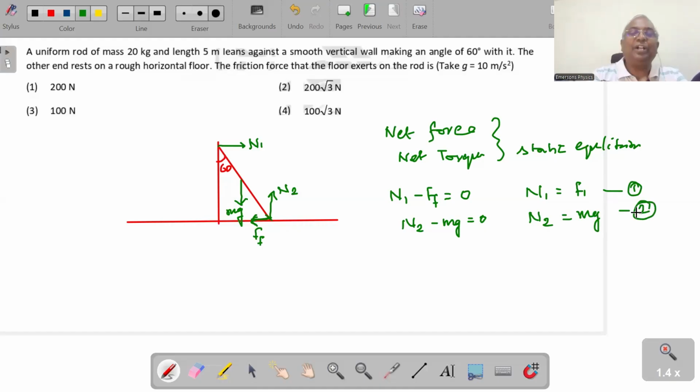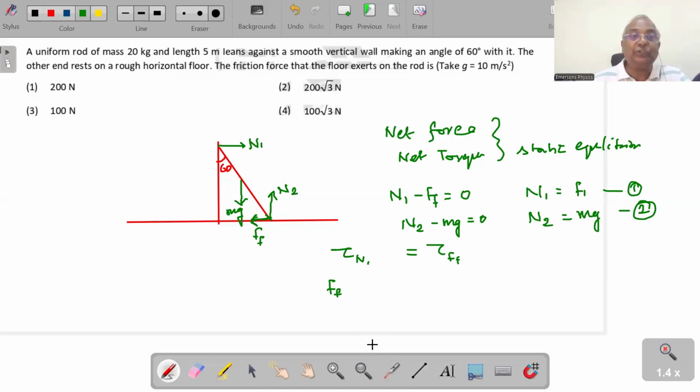Okay, it is in equilibrium, so net torque should be 0. Torque due to n1 and torque due to n2 are equal. In other words, the torque due to this force and the torque due to the other force are equal. So torque due to n1 should be equal to torque due to the frictional force. Observe carefully: the torque is the force into the perpendicular distance.